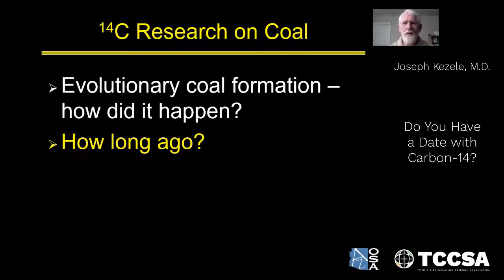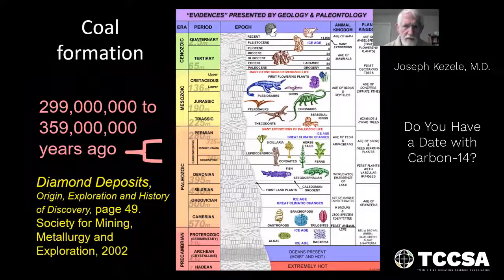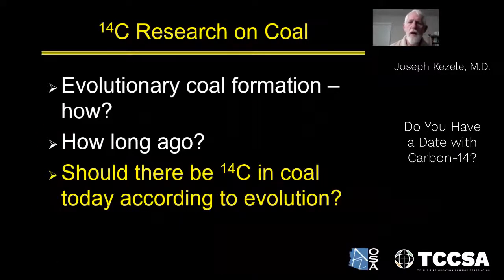So the supposed time frame for the formation of coal, according to the uniformitarian folks, the secular folks, is around 3 billion to 3.6 billion years ago. That's what they publish. Well, that's a long time. That certainly is a lot more than 60,000 years. So should there be any carbon-14 in coal today, according to the evolutionists? And the answer is a big no, a really big fat no.